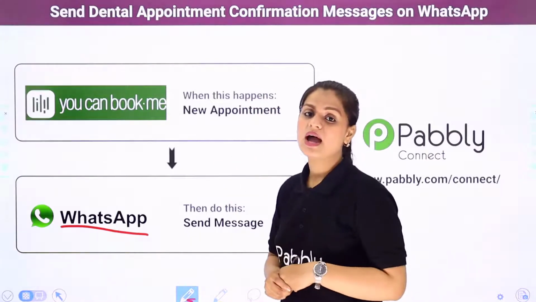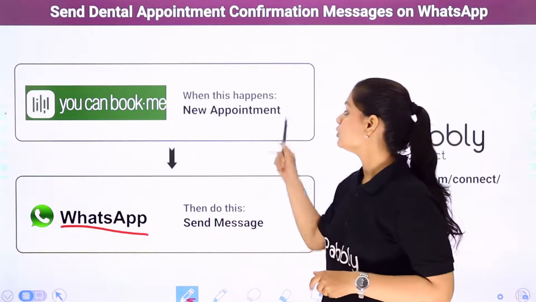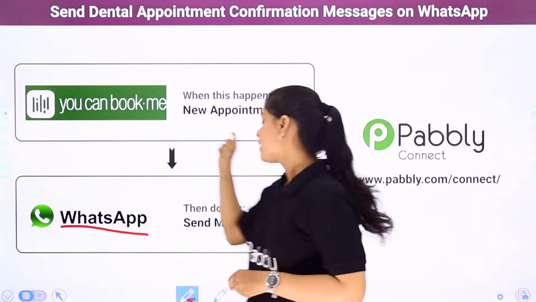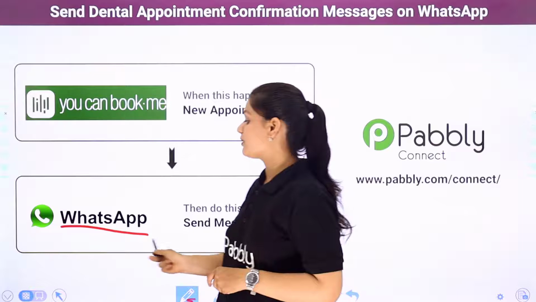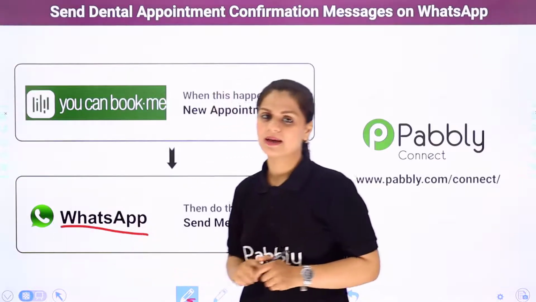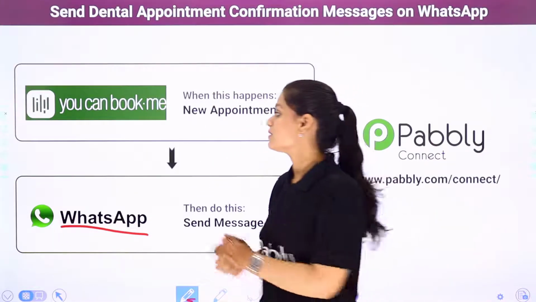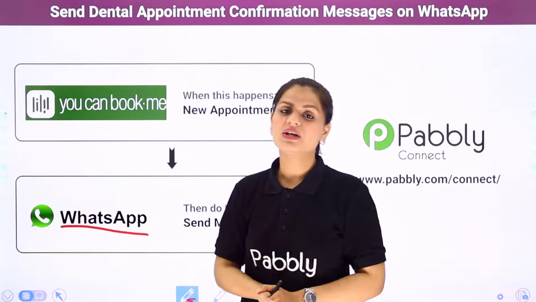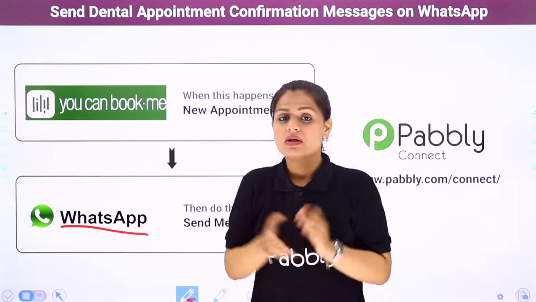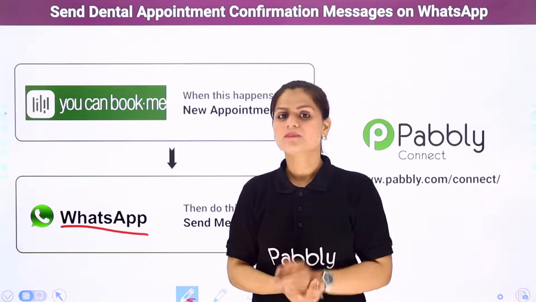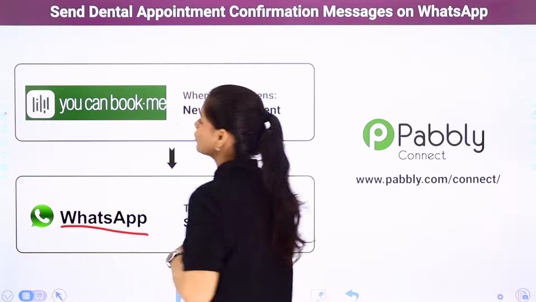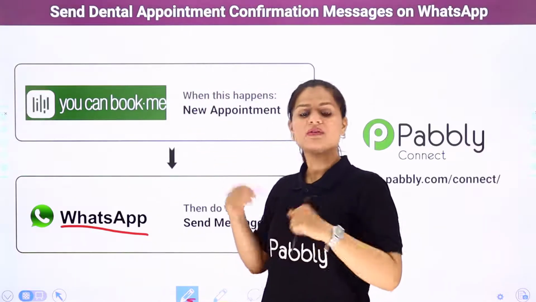So now what I want to do is, whenever a new appointment is booked by a patient from uCanBook.me, I want to send a confirmation message to them on their WhatsApp. But the issue here is that uCanBook.me and WhatsApp do not have any native integration or any direct connection. So how am I supposed to do this task? I need to build some integration or automation between them.